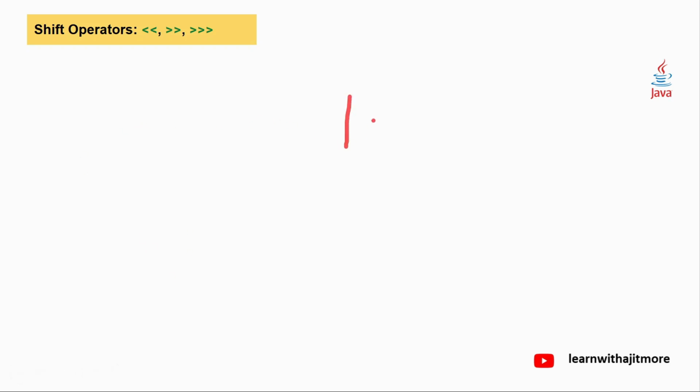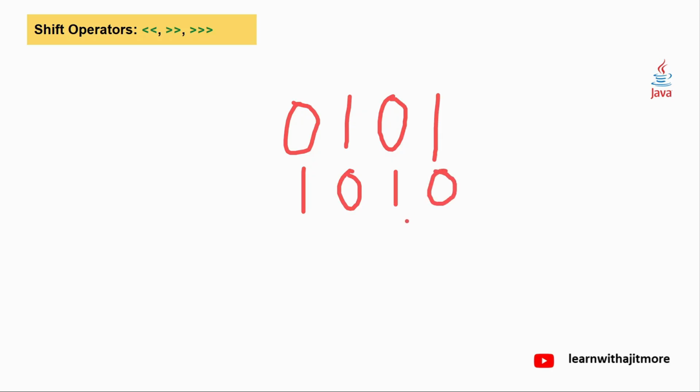Now, suppose you have 5 in binary, and you're shifting it left side. So this 1 will come here, this 0 will come here, 1 will come here, and 0 is coming inside. So you can check the old value is doubled. The old value, this is 4 and this is 1. So 4 plus 1 is 5.